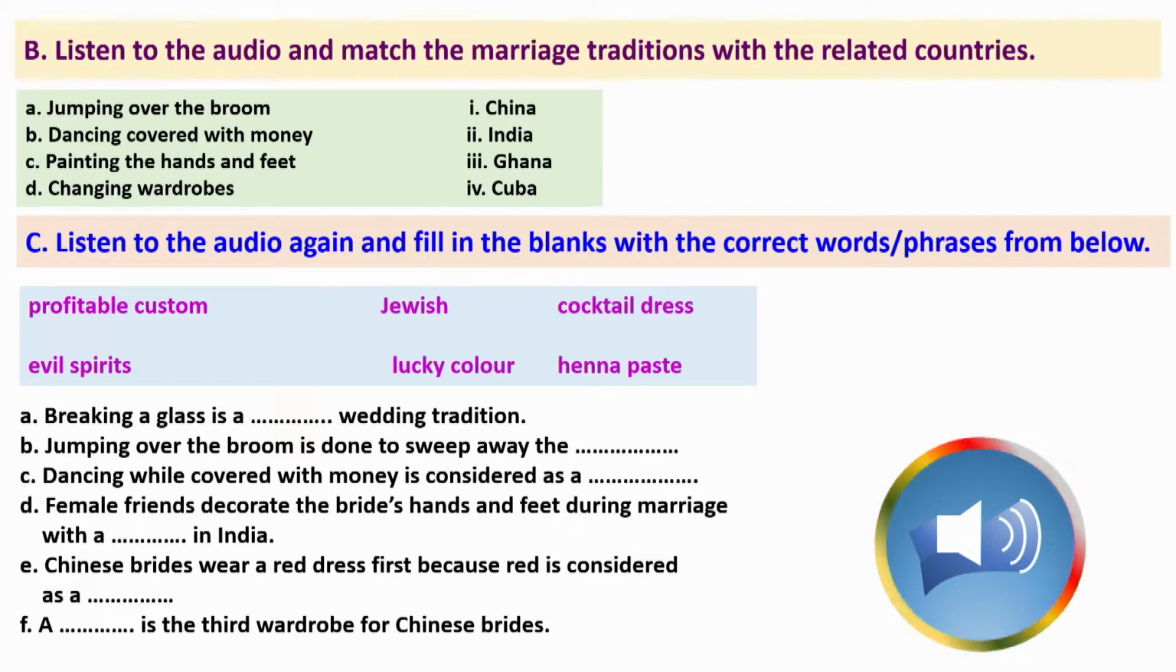2. Jumping over the broom. A joyful tradition in the West African country of Ghana, jumping over the broom by the bride and groom as the couple's way to sweep away the evil spirits and the mistakes done in the past. The one who has jumped the highest is believed to become the head of the household. 3. Dancing while covered with money. Originally from Cuba, this unique and highly profitable custom is also common in Poland, Greece, the Philippines, and certain parts of the southern United States.